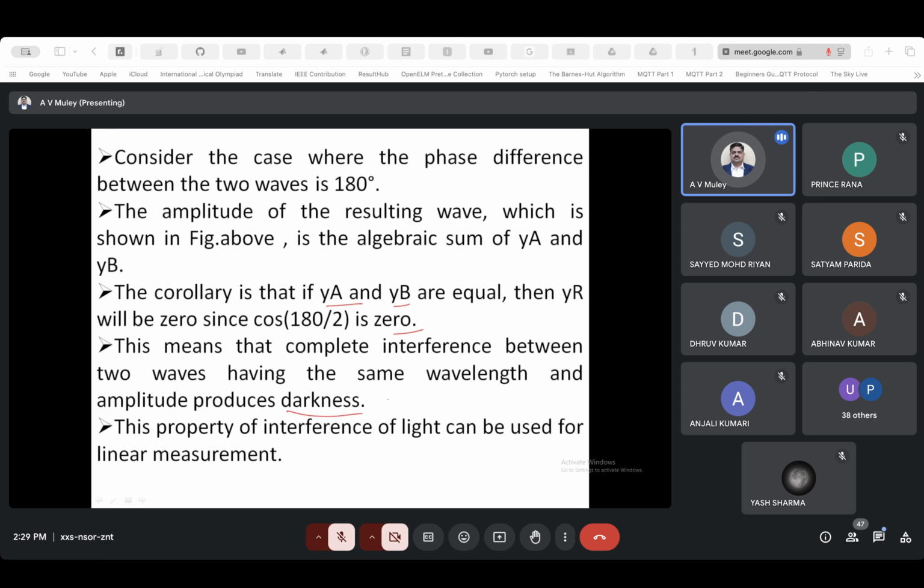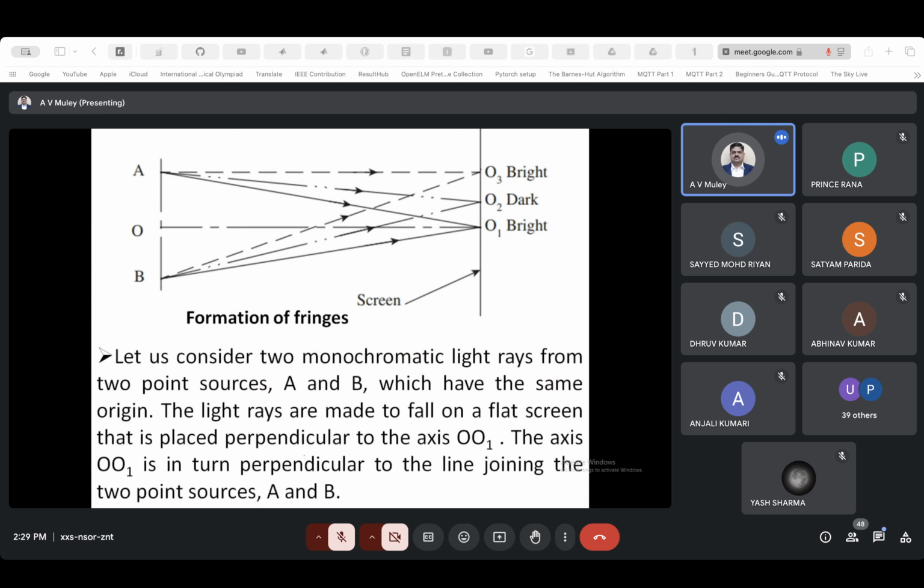ये important है इसमें. So look at this one. This means that the complete interference between the two waves having the same wavelength and amplitude produces the darkness. This property of interference of light can be used for the linear measurement. ये हम लोग linear measurement के लिए property use कर सकते हैं. So look at here the conception over here.